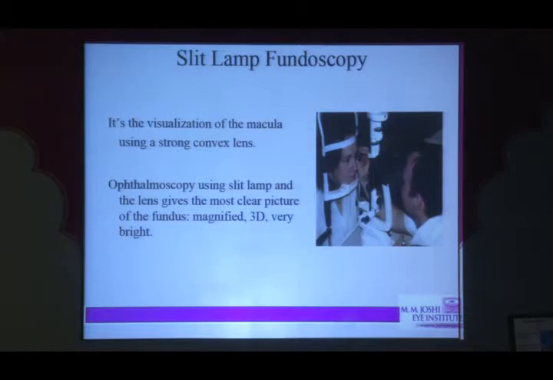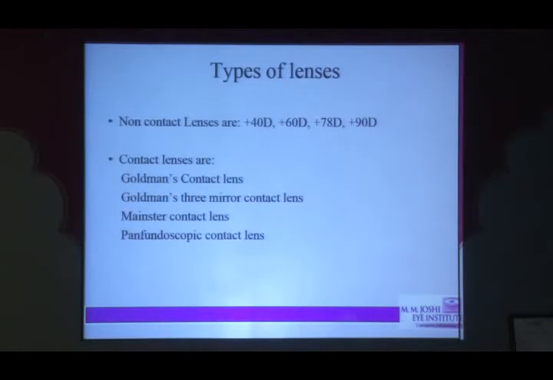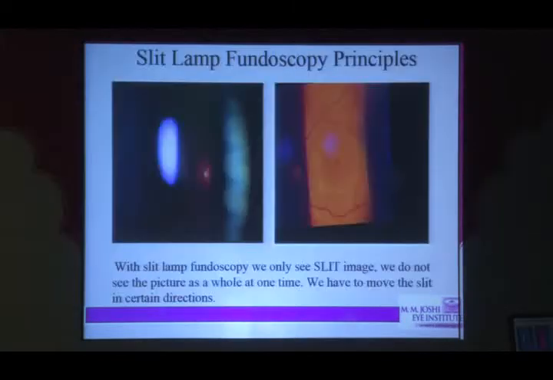So coming to the most important is the slit lamp fundoscopy, which is the only way to look at the macula, using different kinds of lenses, either the non-contact lenses, that is 40, 60, 78 or 90, and then there are a few contact lenses like Goldmann contact lens, 3-mirror lens, Mainster and pan fundoscopic contact lenses. With the slit lamp fundoscopy, we only see the slit image.